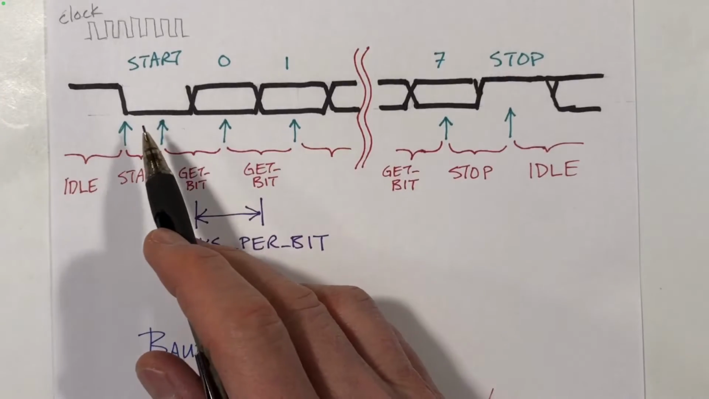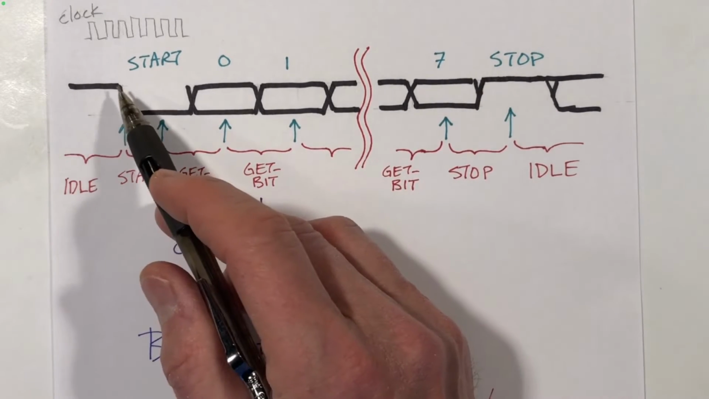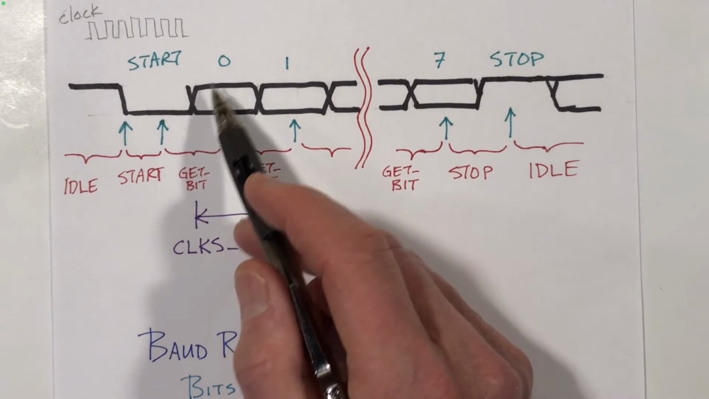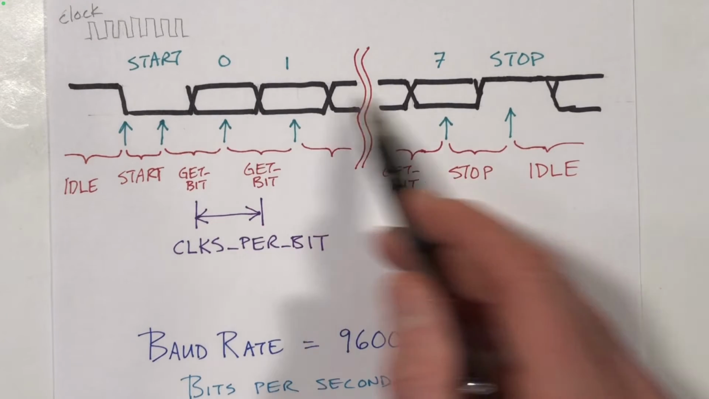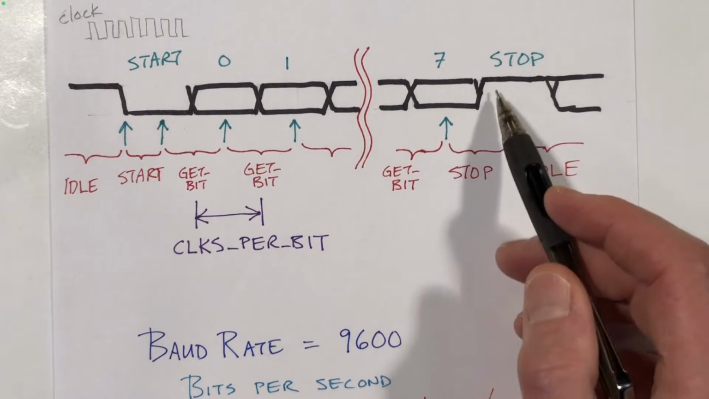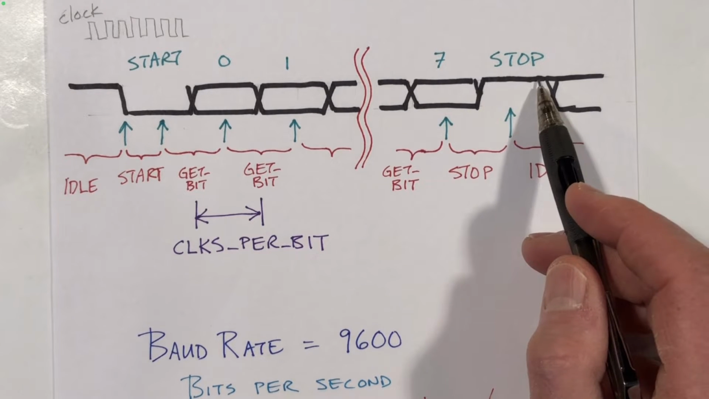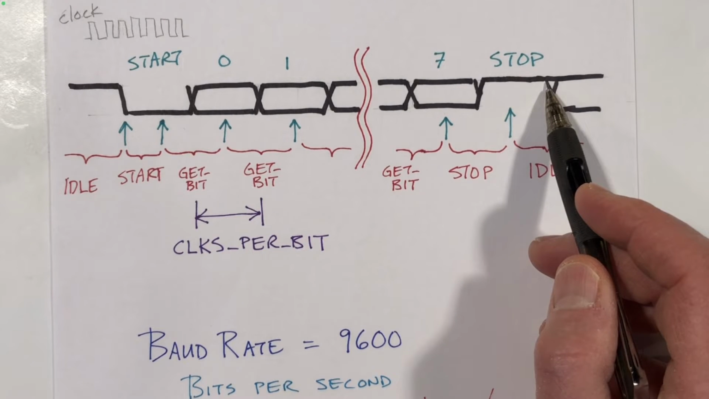Here I'm showing a timing diagram in a traditional way. And we have an idle period where the signal is high, and then we have a start bit where the signal is low. And then for a number of periods, we have the 8 data bits, followed by a stop bit where the wire will go high and will stay high for at least 1 bit length.